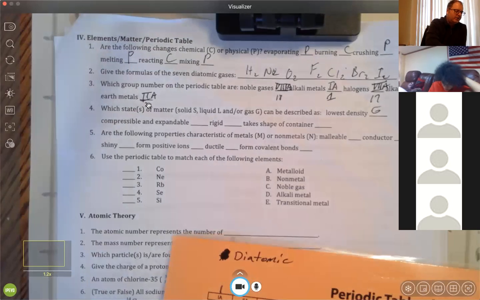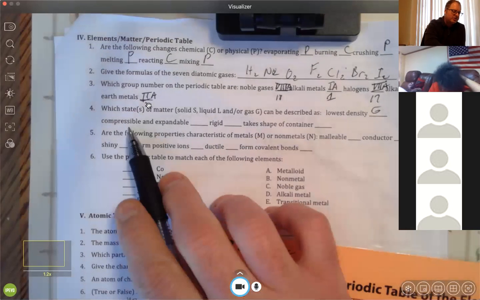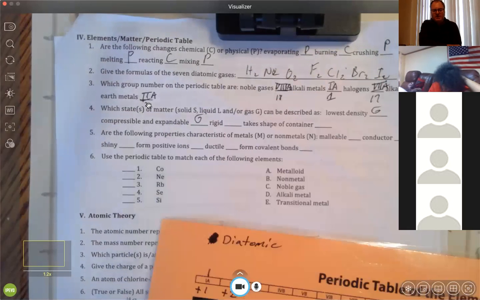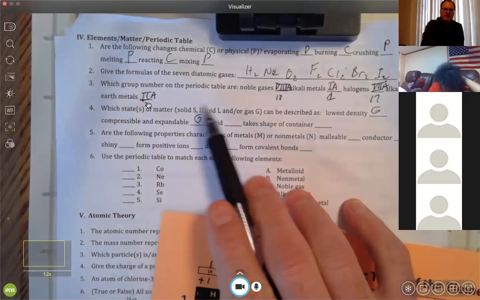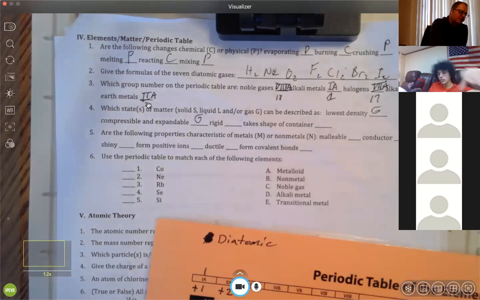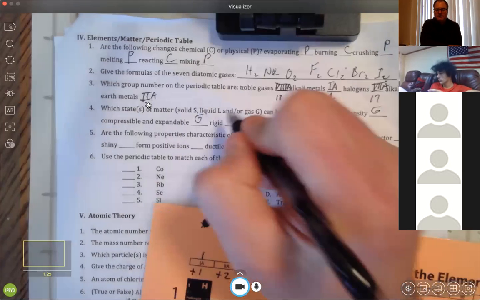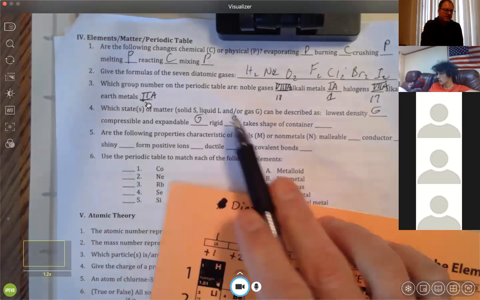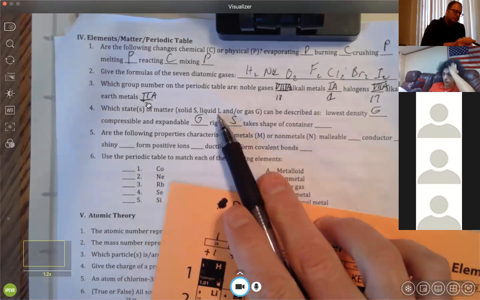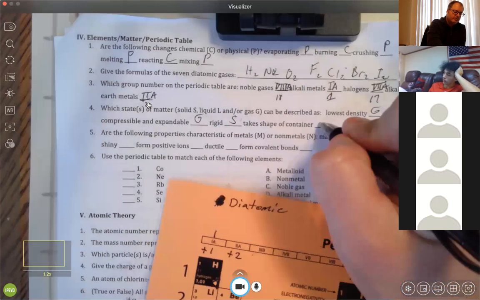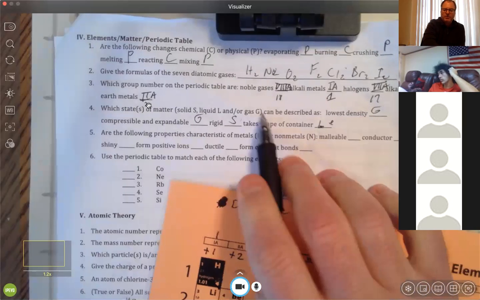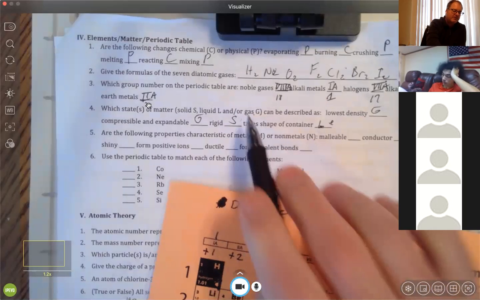That means that we could take all those gas particles and push them together because they're compressible and expandable. Rigid, there's only one of these that maintains its shape over time, and that is a solid. Takes the shape of a container. That's a trick question because there's two of them that take the shape of their container. We can pour a glass of milk. And we also know that if we breathe out, it's going to take the shape of whatever container it is.